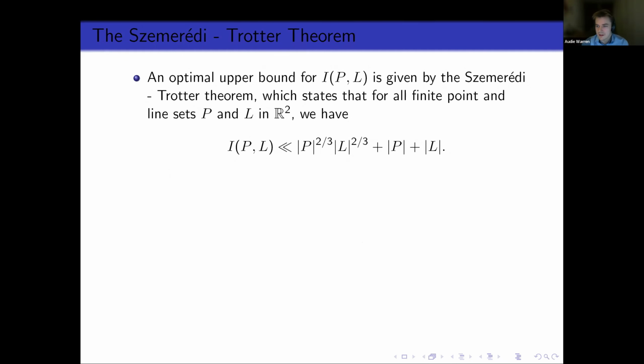If we were to stick in the real numbers, there is actually an optimal upper bound here. This is called the Szemerédi-Trotter theorem. What it says is, for all finite point and line sets P and L in R^2, we have this upper bound. The incidences between P and L is bounded by, and this less-than sign is the same as big O notation, it just means that there's an absolute constant in front of the right-hand side, bounded by |P|^(2/3) |L|^(2/3) plus |P| plus |L|. As I said, this is optimal. You can't improve any of the terms here.